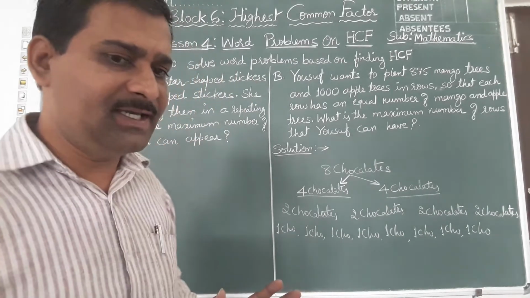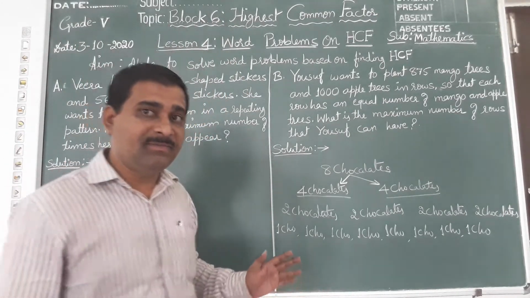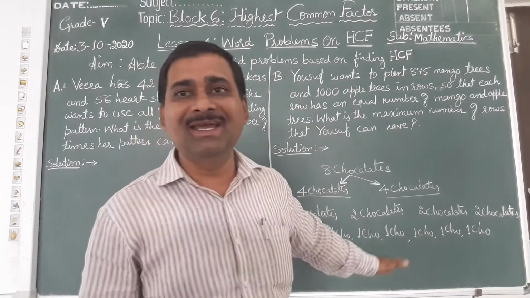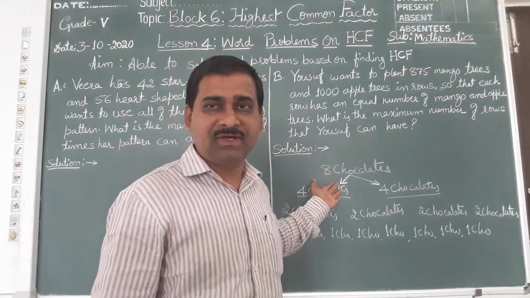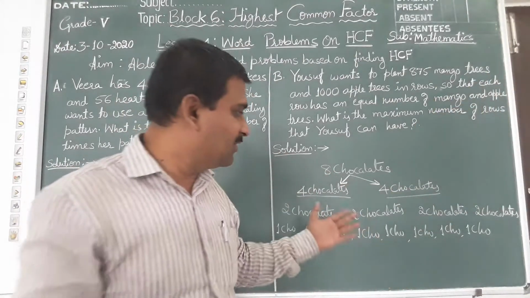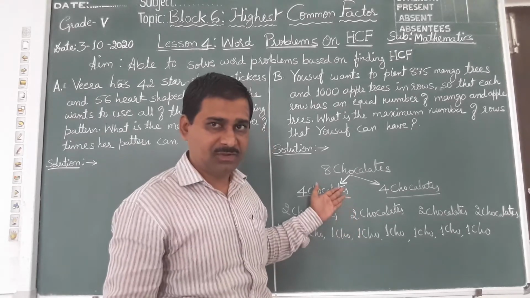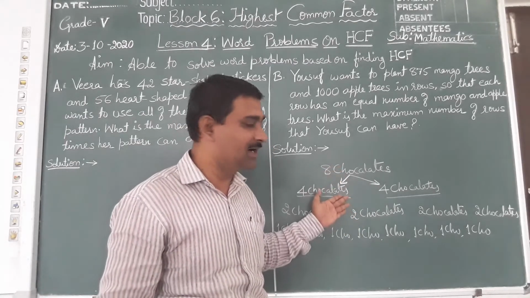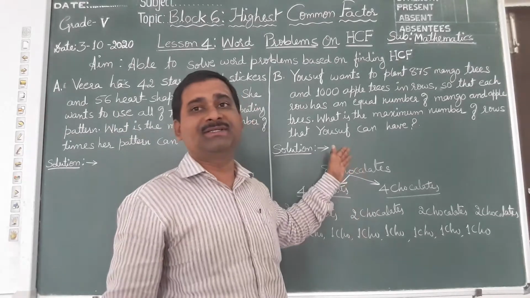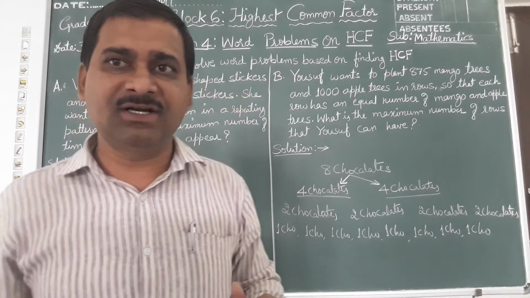Isn't it? What is the highest number of groups you got? 1, 2, 3, 4, 5, 6, 7, 8. Maximum groups you got is 8. That is the number itself. 8 chocolates are there. You can divide them into 8 groups. So maximum groups you are getting is 8. And you will get 4 groups also, 2 groups also. To distribute 8 chocolates, you will get 2 groups, 4 groups or 8 groups. Means the maximum number of groups you will get is the number itself. Right, children?